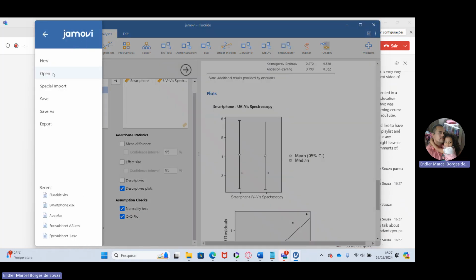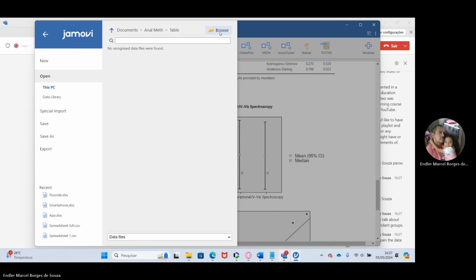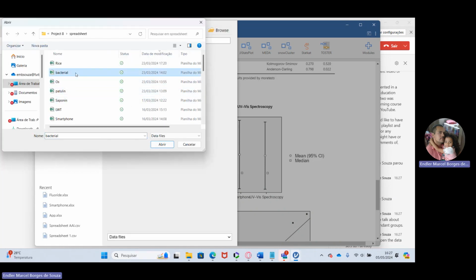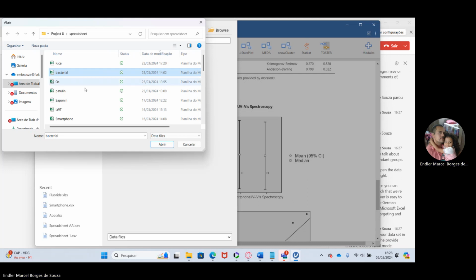Talk about comparing two dependent groups. So we are going to open the data sets. As I already talked about in other videos, you can save the spreadsheets we're going to work with wherever is easy for you to access, and Jamovi opens files in Microsoft Excel format. You can take your whole data set in Microsoft Excel and load it in Jamovi.